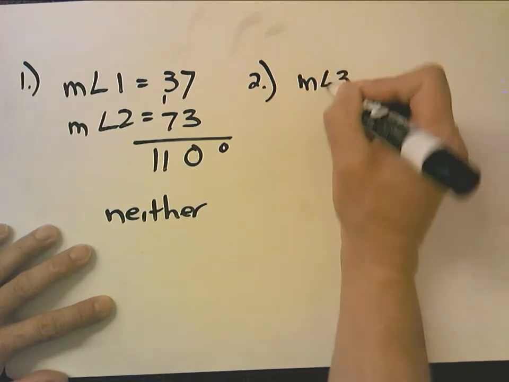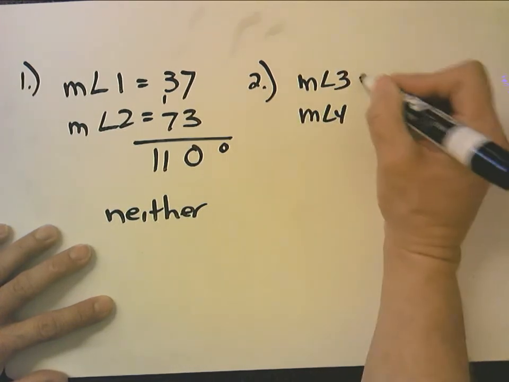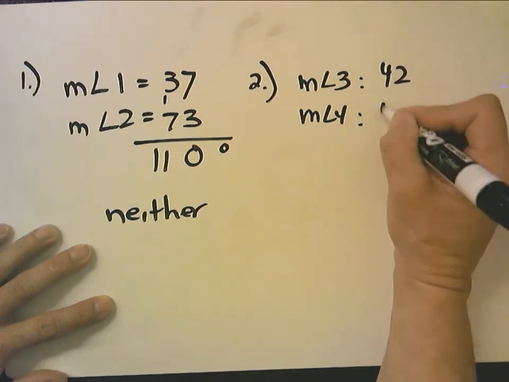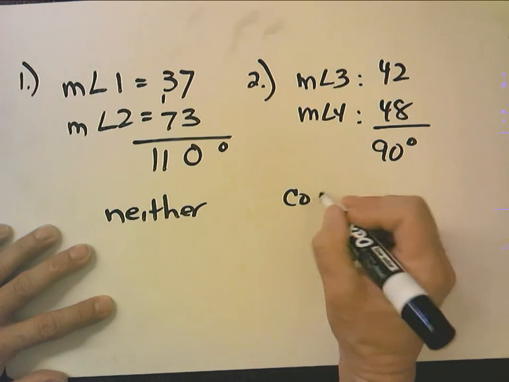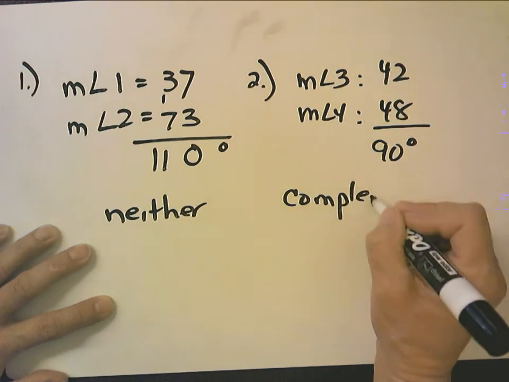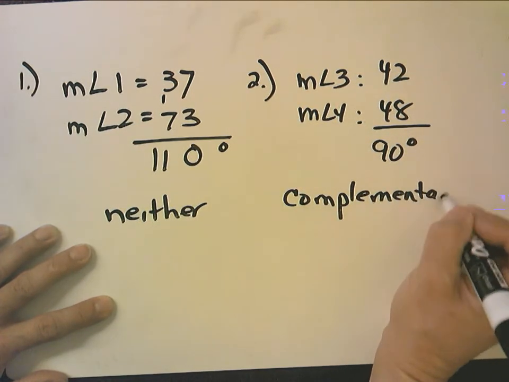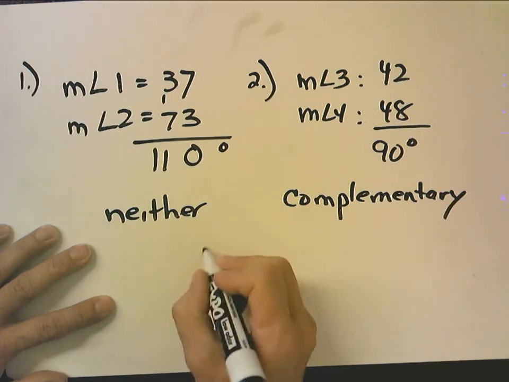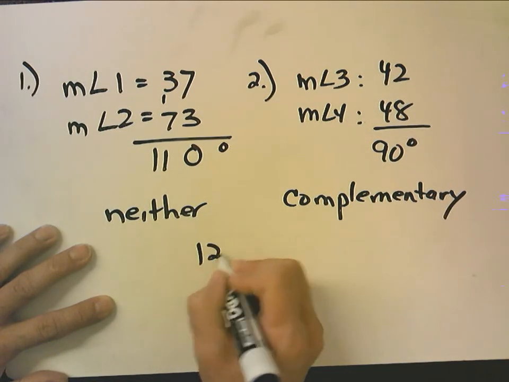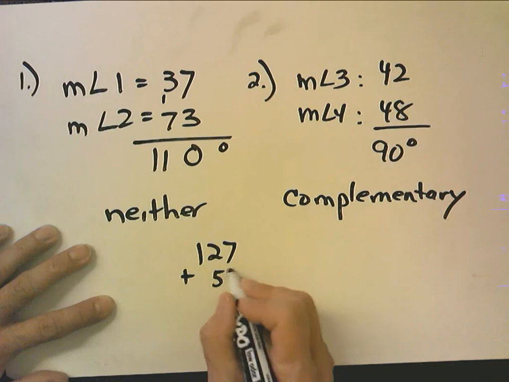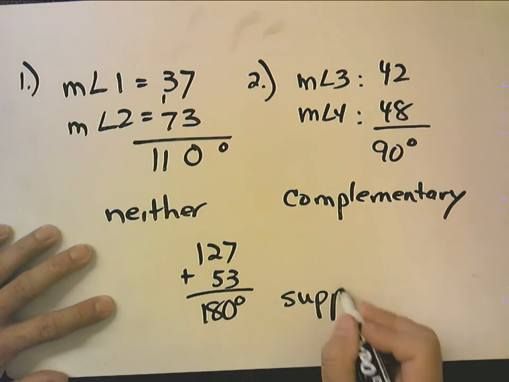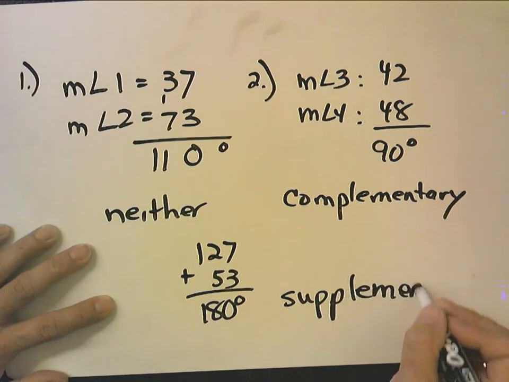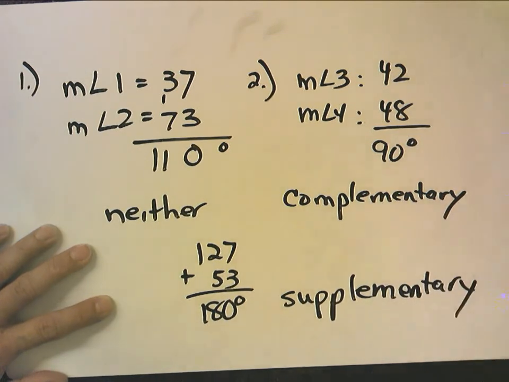The measure of angle 3, the measure of angle 4, it's 42, 48. I add them together, I get 90. So these must be complementary because two angles that add up together for 90 degrees are complementary. And then for 5 and 6, 127 plus 53 is 180 degrees. These are supplementary angles because they are two angles that add up to 180 degrees.